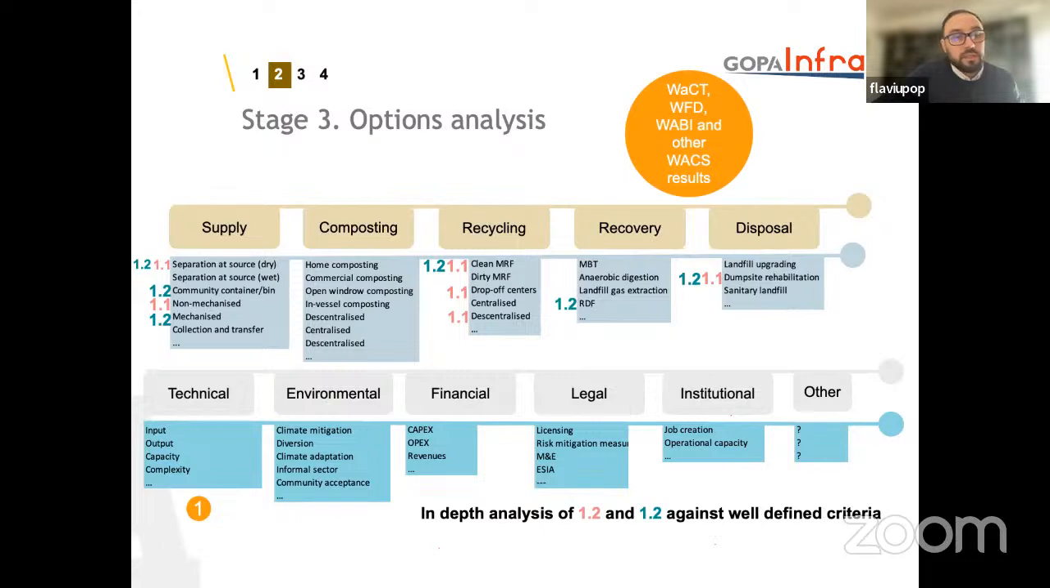How can we determine the input-output capacities if we don't have data? In terms of environmental aspects, how can we determine the climate mitigation potential, diversion potential, informal sector impacts or collaborations, community acceptance issues if we don't have data? How can we estimate the CapEx, OpEx, revenue streams? How can we understand the legal implications, like in terms of licensing, monitoring, evaluation, environmental and social impact assessments, etc.?